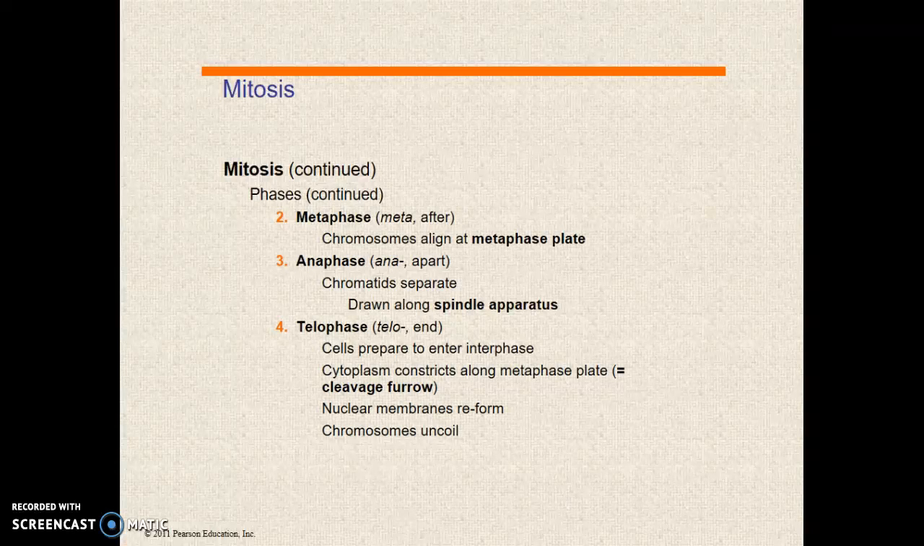Remember, the stages are PMAT. Prophase is the first one, metaphase is the second one. Think of metaphase as middle. The chromosomes are in the middle of the cell. That is called the metaphase plate. The third stage is anaphase. Think of anaphase as apart, A for anaphase, A for apart.